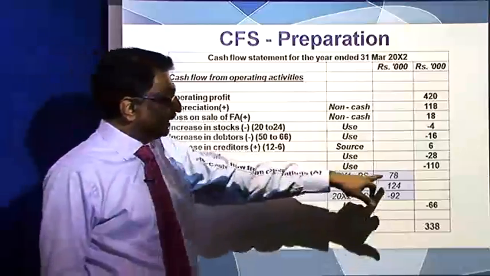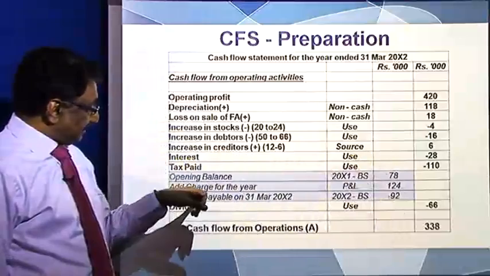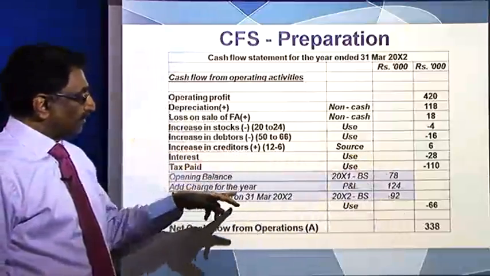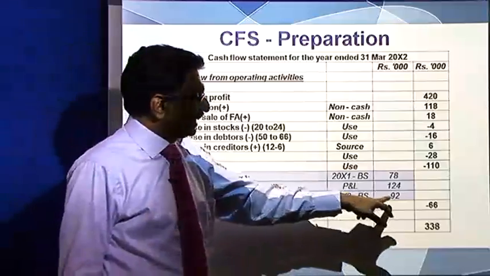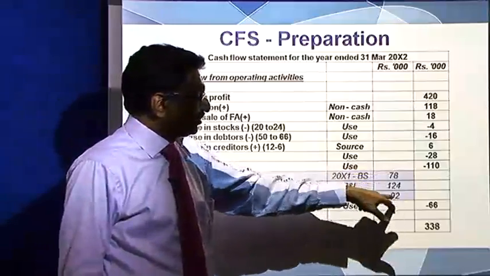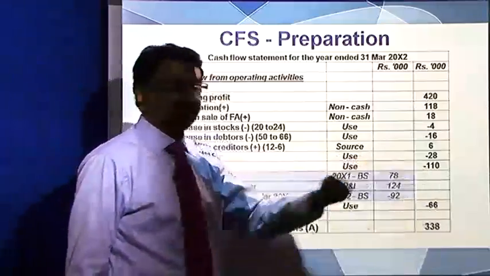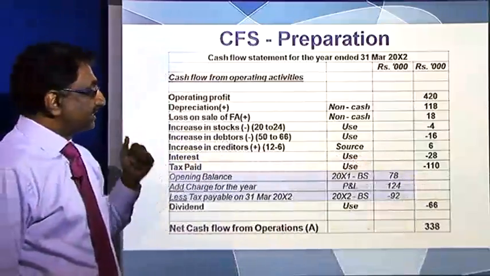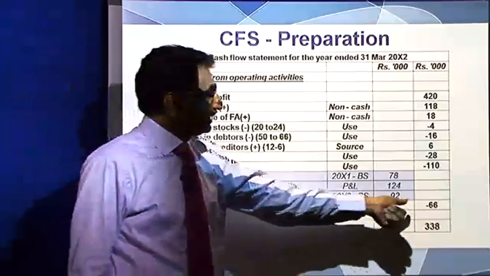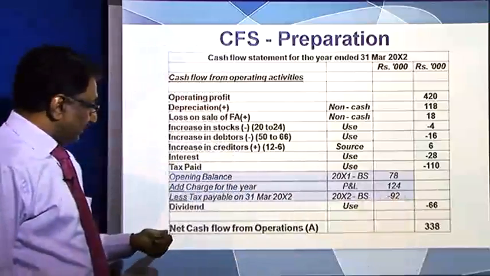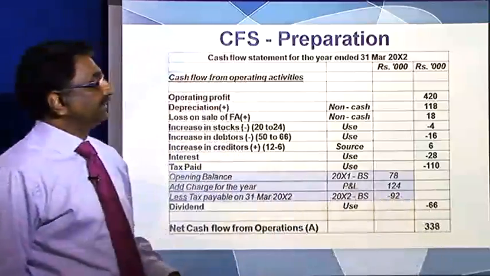So total tax payable was 124 plus 78, and the tax that was payable, as we found out in the balance sheet of 31st March of X2, was 92. So when you add these two and subtract 92, you can find out that the actual tax paid was minus 110, that is, it was a use of funds. After that, dividend which was paid is minus 66. So the net cash flow from operations is a positive 338.